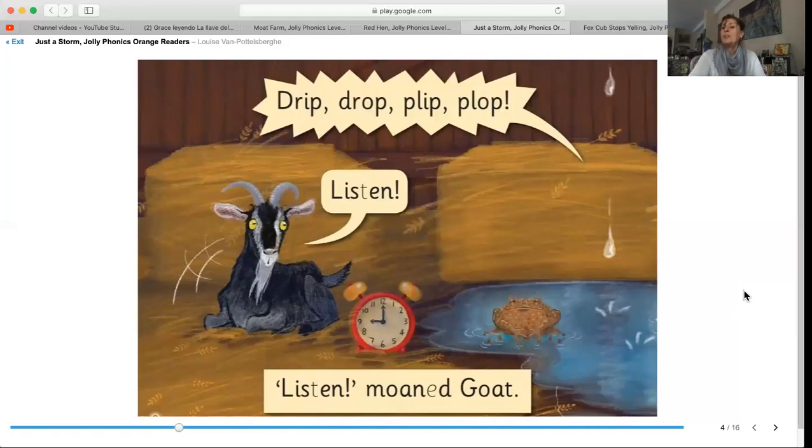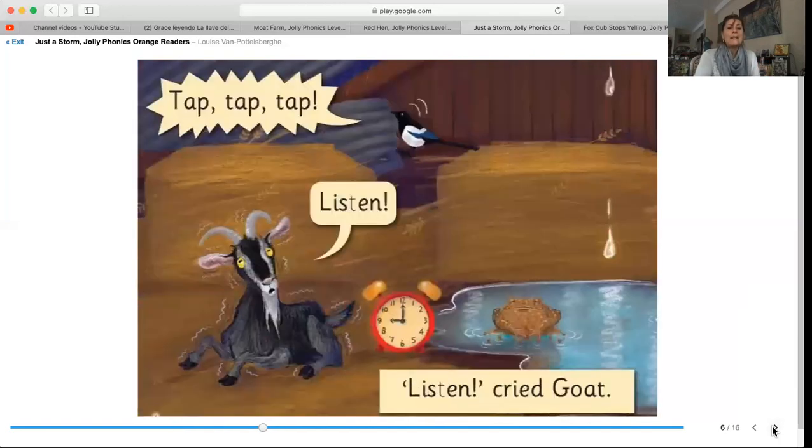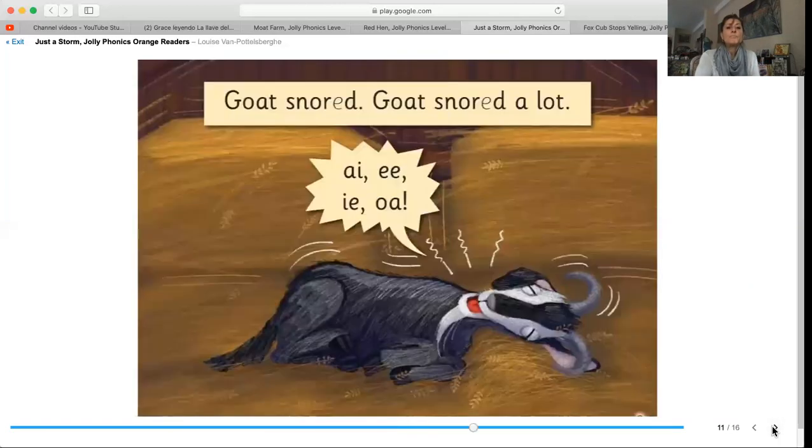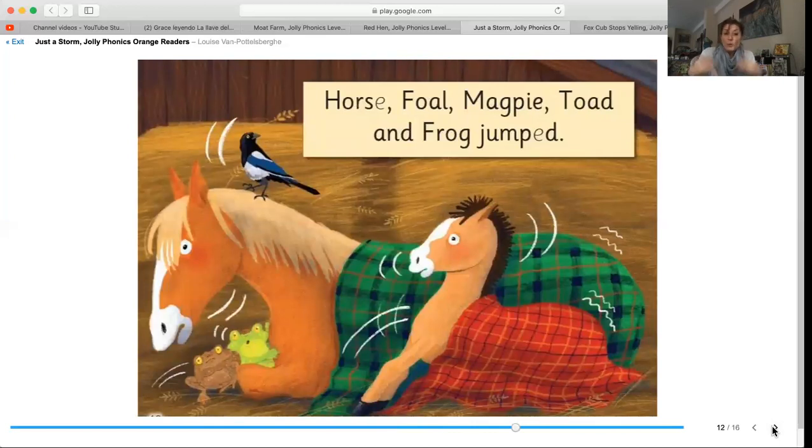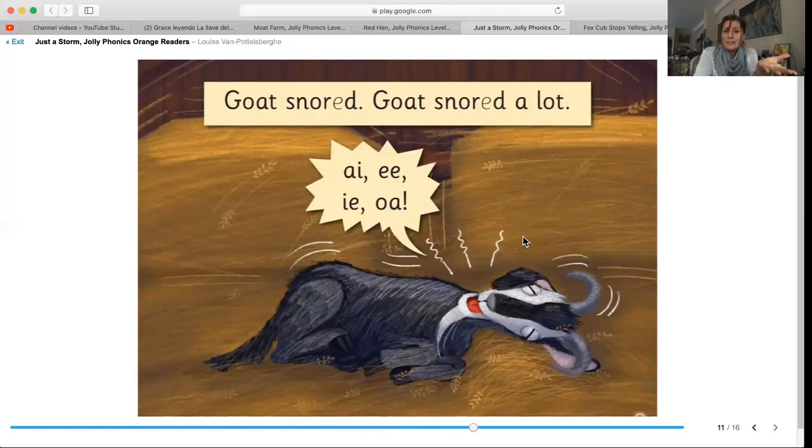And who has an alarm clock? Who has an alarm clock? Yes, the toad, you see, the toad. And what time is it there? 9 o'clock, you're right. Very good. Now, what wakes up horse, foal, toad, frog, and magpie? What wakes them up that they jumped? Oh, absolutely. It was the goat snoring.